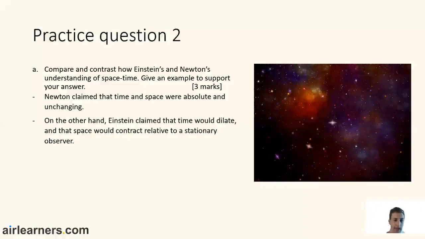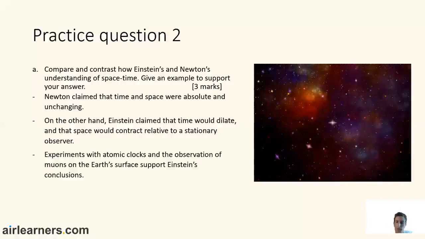On the other hand, Einstein claimed that time would dilate and that space would contract relative to the stationary observer. So what that means is that there's a difference here in space-time. One saying that, well, it's rigid and doesn't change, and Einstein's saying, well, it does change.